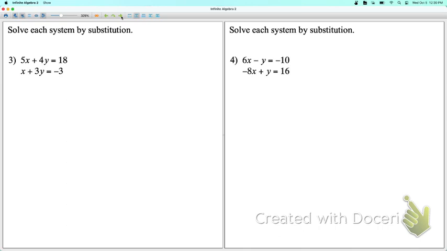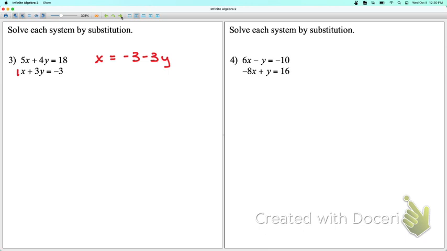Emma could solve the bottom one for y if she wanted to, but then she would have a fraction. So why am I picking the bottom one for x? Because there's no number with the x. So all I have to do is minus the 3y, so I get x equals negative 3 minus 3y, correct?